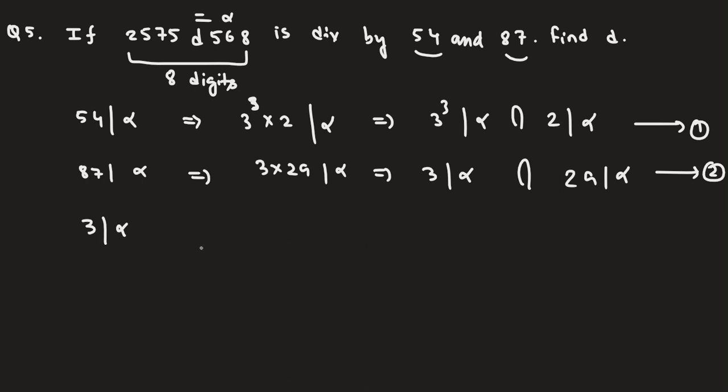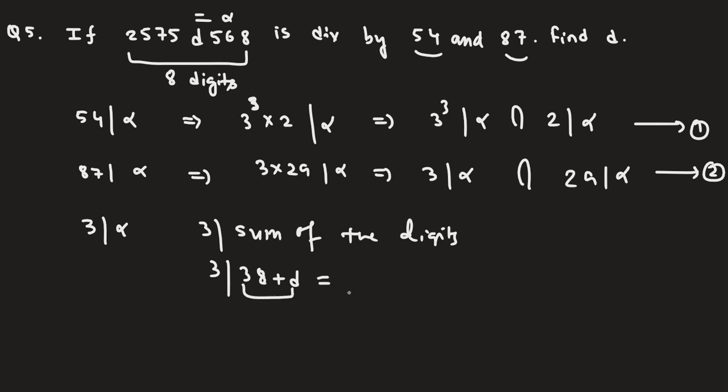Since 3 divides the number alpha, that means 3 divides the sum of the digits. The sum of the digits is what? If you add this number, 2 plus 5 is 7, 7 plus 7 is 14, 14 plus 5 is 19, 19 plus 5 is 24, 24 plus 6 is 30, 30 plus 8 is 38. So 3 divides 38 plus D. What should I put here so that the number will be divisible by 3?